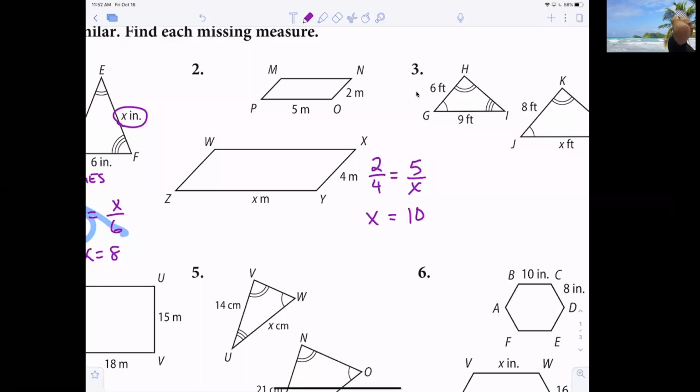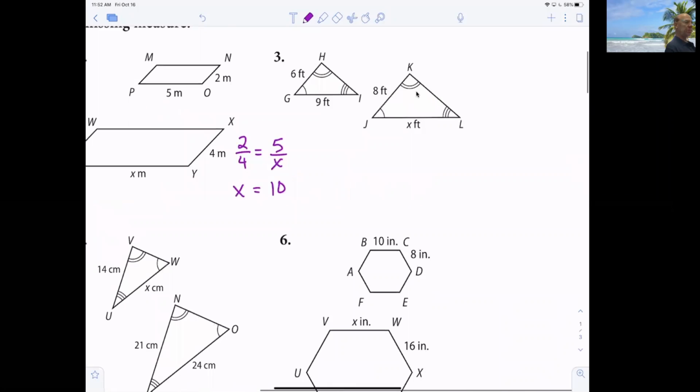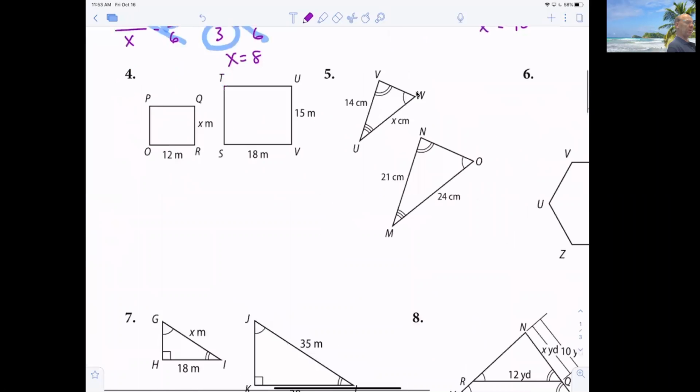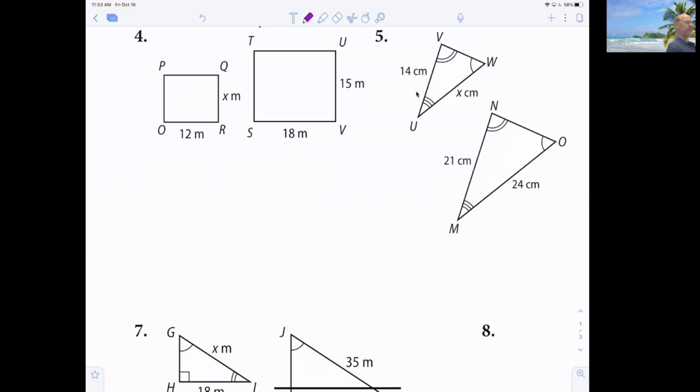Jolie, you're up on number 3. Just set up the proportion. So it's 6/8 and then x. You are amazing, girl. And then it's 12, very good. X equals 12. I'm thinking that's kind of easy. Okay, I want the proportion next, number 4. 12/18, and then x/15. Good.